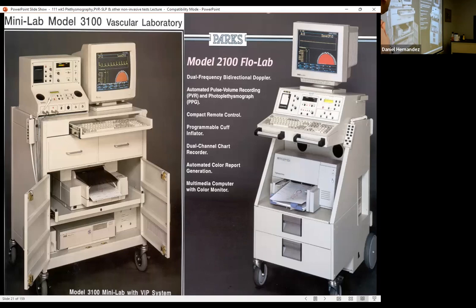This is a really old school machine. This is what's actually buried over in the corner. It's a somewhat newer one. This is so old. The harsh flow lab, so.